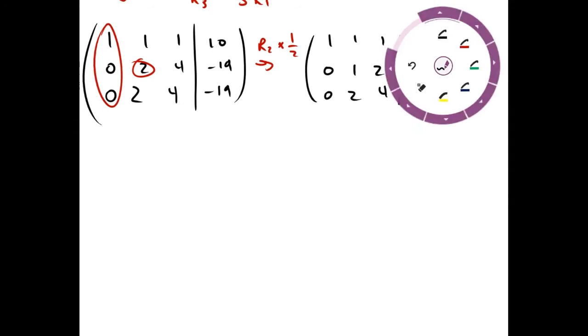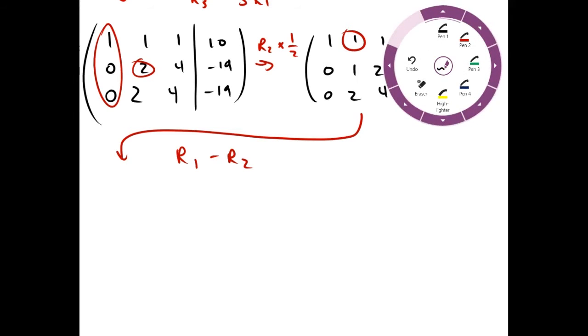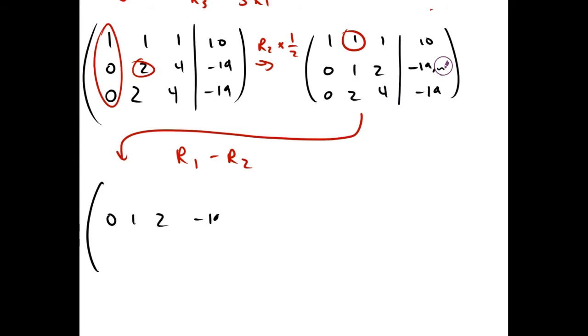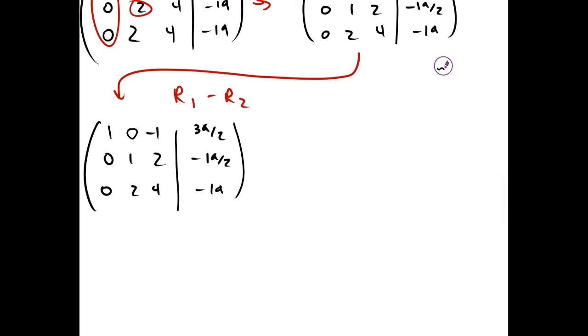Alright, so now this is just a pretty mechanical process. Next step is we want this to be a 0, so we take R1 and subtract R2. This gives us unchanged bottom 2 rows. So the top row becomes 1, 0, negative 1, and 10 minus 19 halves. 10 is 20 halves, so 10 plus 19 halves, so we have 39 halves, I believe. The only place where you really get messed up on this is the arithmetic, especially when you get fractions. So check that later.